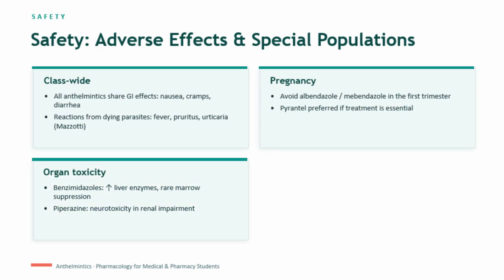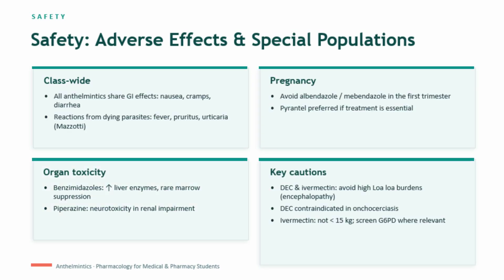Safety deserves its own moment. As a class, every anthelmintic can cause gastrointestinal effects: nausea, cramps, diarrhea, and reactions from dying parasites such as fever, itching, and urticaria. In terms of organ toxicity, remember benzimidazoles can raise liver enzymes and rarely suppress the marrow, and piperazine is neurotoxic in renal impairment.